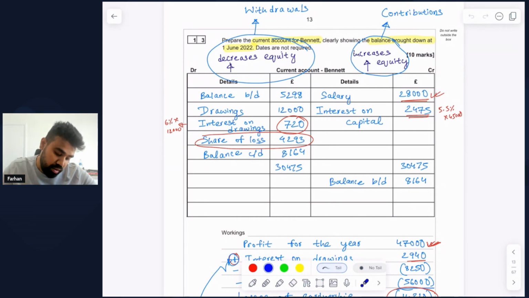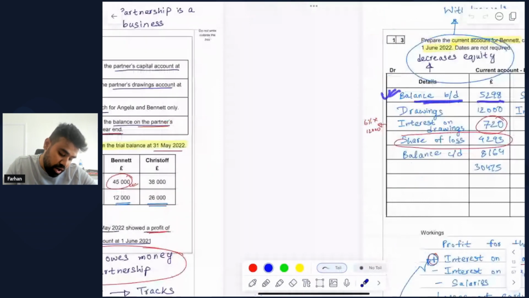So let's start with filling in the information. Starting with the opening balance, you can see I've written balance brought down of £5,298, and I have done that on the debit side based on the first information that's been given here.